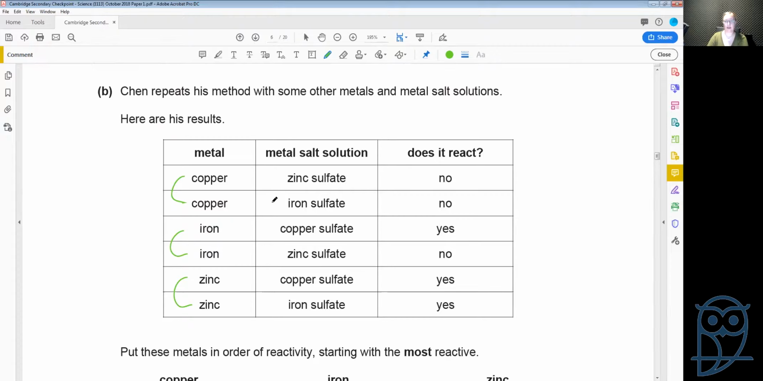So here we can see whether it reacts. Both of our copper ones do not react. If we look at our iron ones, one of them reacts and one of them doesn't. And if we look at our zinc ones, both of them react.